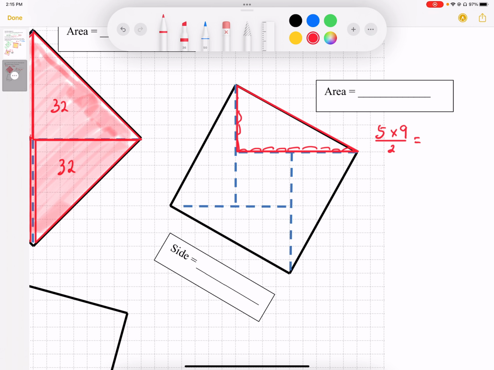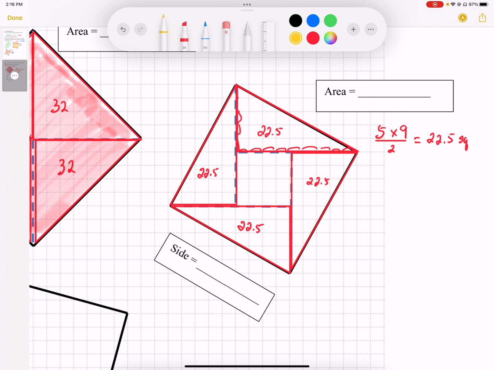Again, make sure you're doing the calculations. Dividing by 2 gives me 22.5 squares. We know that this is going to be 22.5 here. This triangle over here is going to be 22.5 as well. This triangle at the bottom, they are all the exact same 5 by 9 triangle. So this is going to be 22.5 as well.